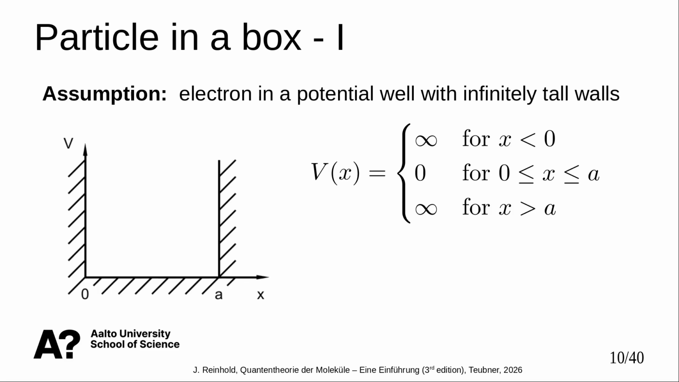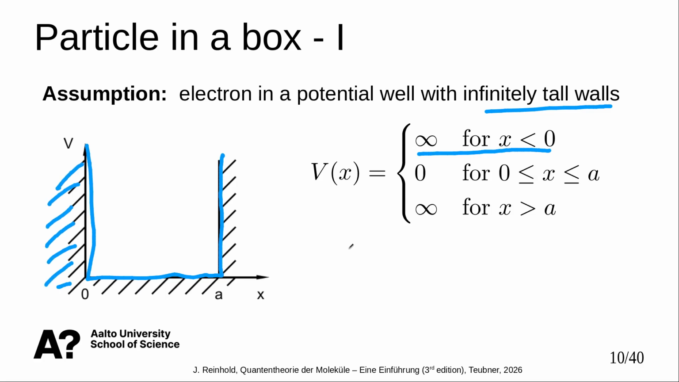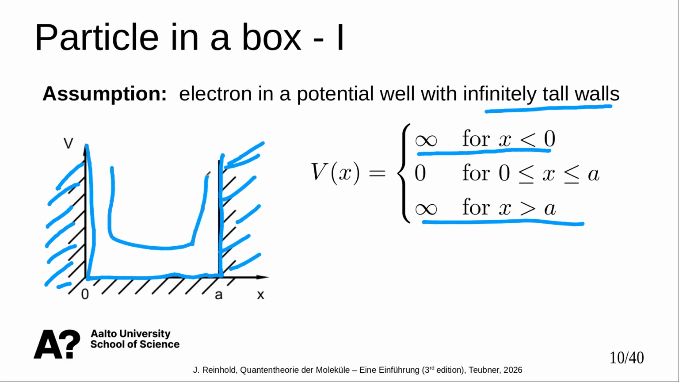So the assumption is we have an electron in a potential well, like that one, with infinite walls. What does it mean? Basically that the potential is infinite outside, on the left hand side of the potential, and also infinite on the right hand side of the potential. And it's zero within the potential energy regime.